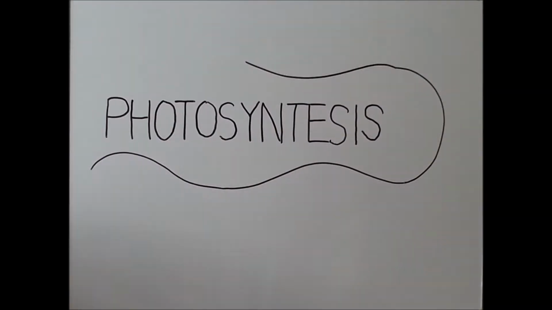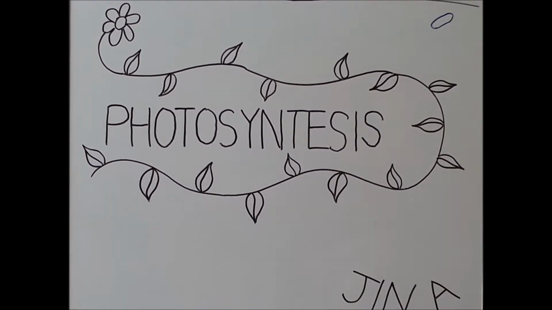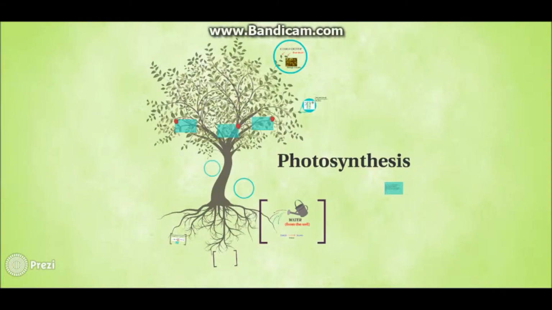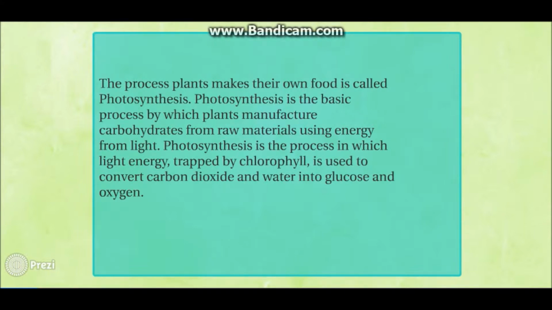Every plant can do this fundamental process, and we can call this photosynthesis. Plants, like animals, require raw materials for building tissues and as a source of energy. The process by which plants make their own food is called photosynthesis. Photosynthesis is the basic process by which plants manufacture carbohydrates from raw materials using energy from light.